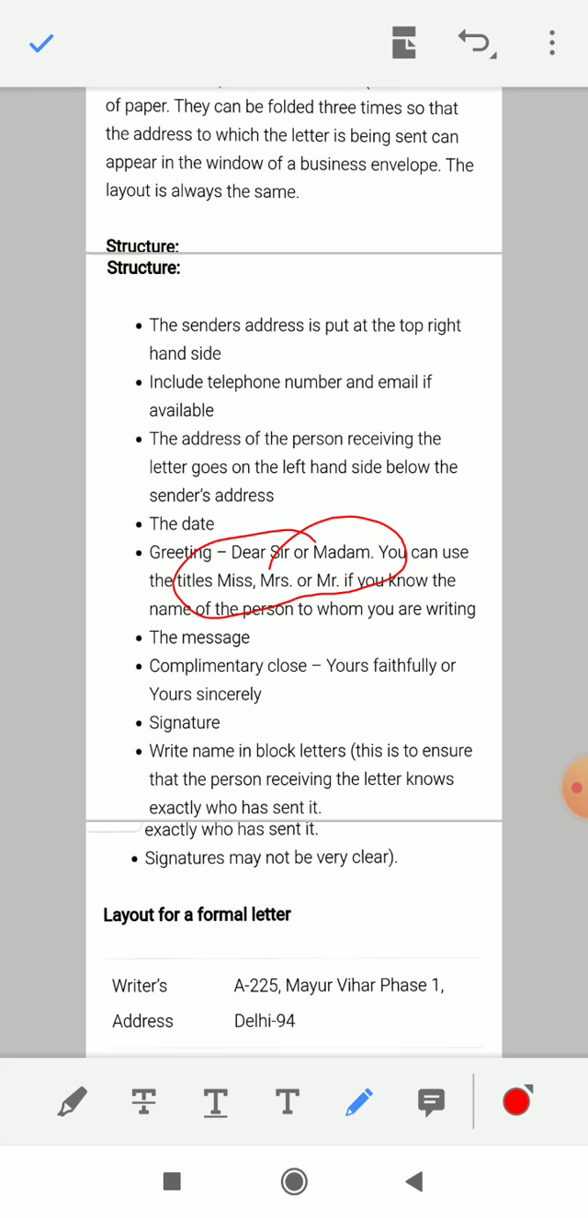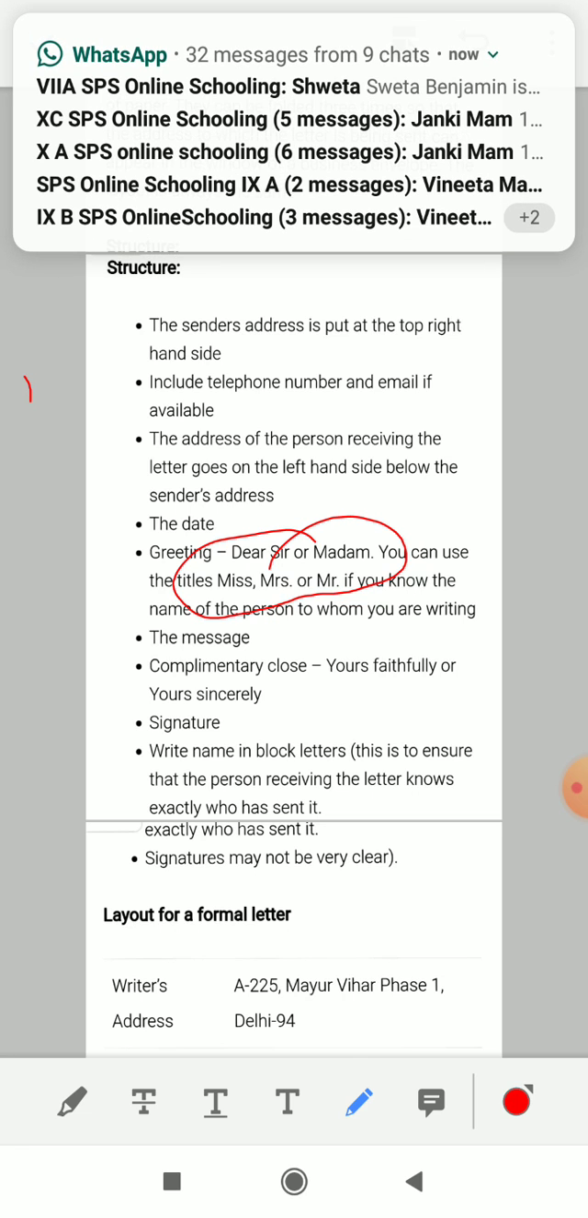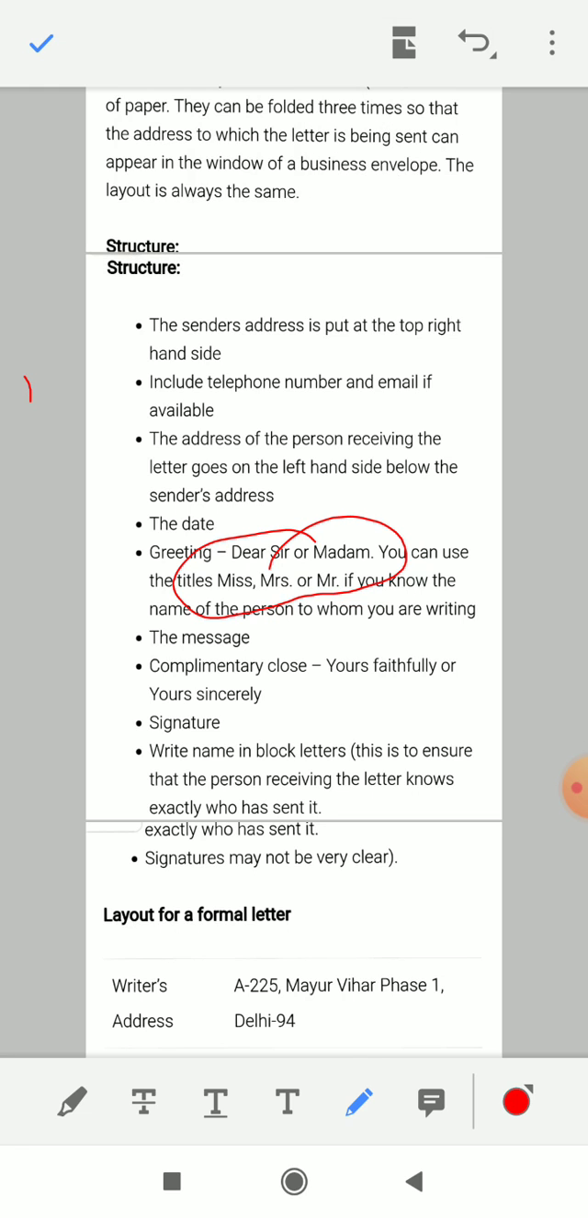At the end you write yours faithfully, yours sincerely, or yours obediently, and then your signature, and then your name. Signature is optional; it is better to write your name. Sometimes the names are not written, and at the end we say yours sincerely, xyz or abc. So this is how the structure of a letter is.